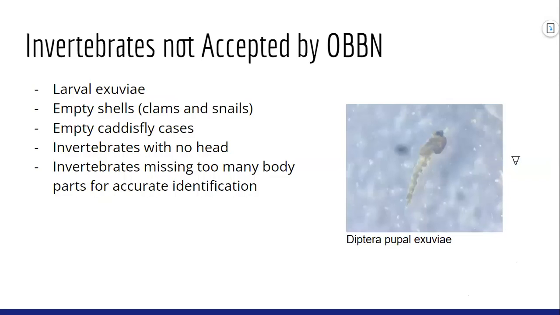So now we'll just go over some invertebrates that are not accepted by OBBN. So larval exuviae, which is pictured here, are not counted towards your tallies. Again, like we've mentioned throughout this session, empty shells for clams and snails are not counted, and empty caddisfly cases or Trichoptera cases are not counted. Individuals that do not have a head also do not count because we do not want to double count an individual by accident, as well as invertebrates that are missing too many body parts that they cannot be identified accurately.